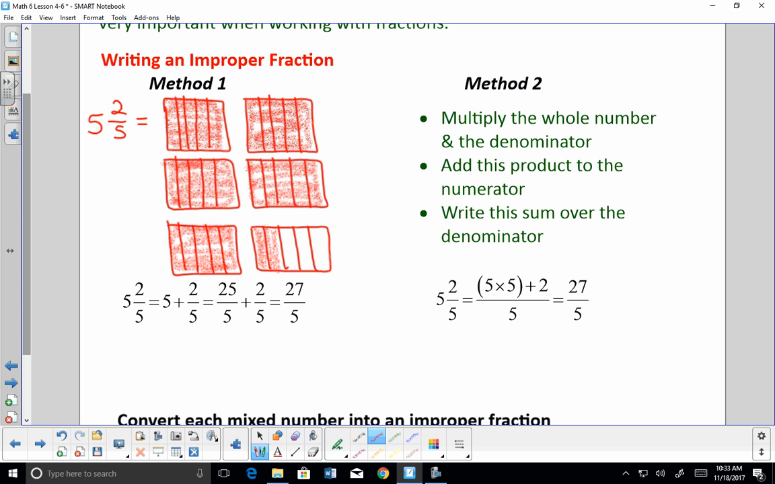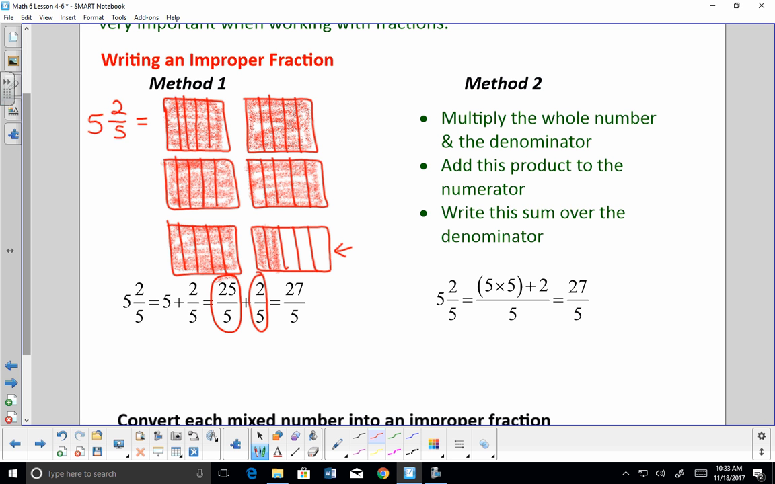If I was to count that up, that would be 5, 10, 15, 20, 25. It'd be 25/5. That would be the 5 whole things I shaded in. And then the 2/5 is a little 2-part right here. This would be the 2/5 part. So 25/5 plus 2/5 is 27/5.